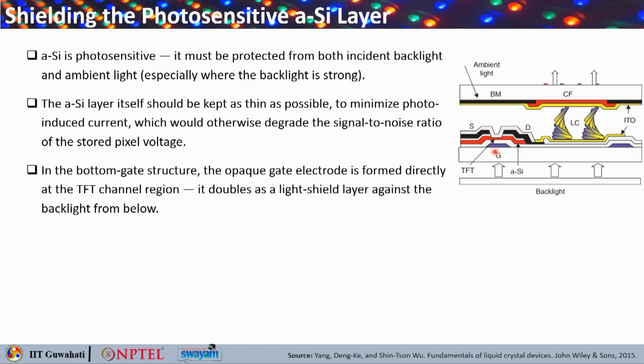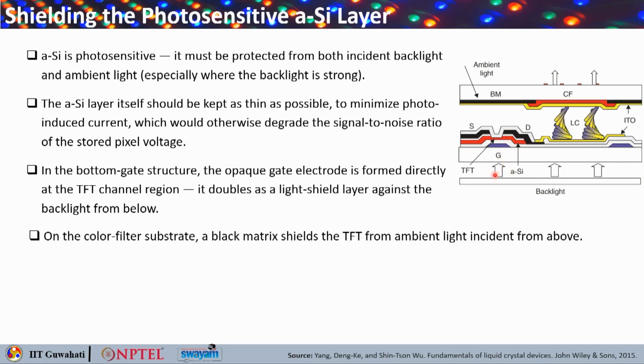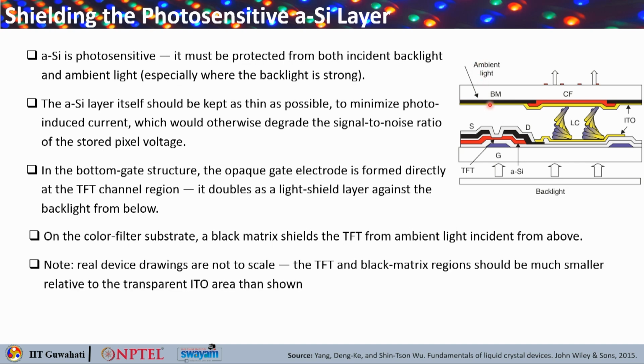Now, in the bottom gate structure, you basically have this opaque gate electrode that is formed directly at the TFT channel region. So this basically also works as a light shield layer that protects against the backlight that is coming from this bottom side, okay. And on the color filter substrate, that is the one on the top, there you basically apply a black matrix that shields the TFT from the ambient light which is incident from above.